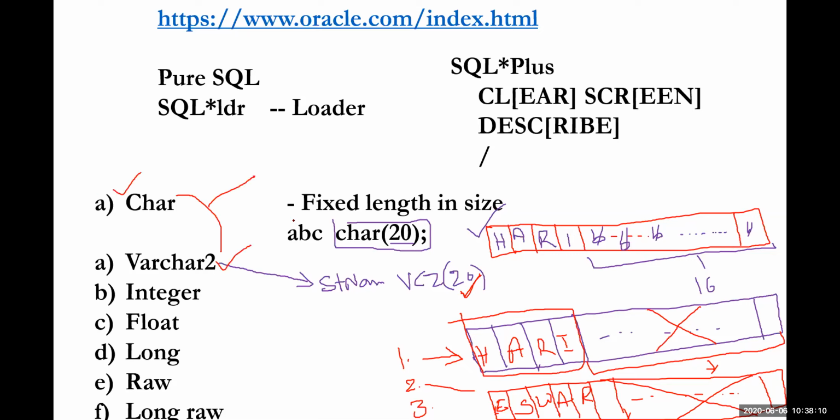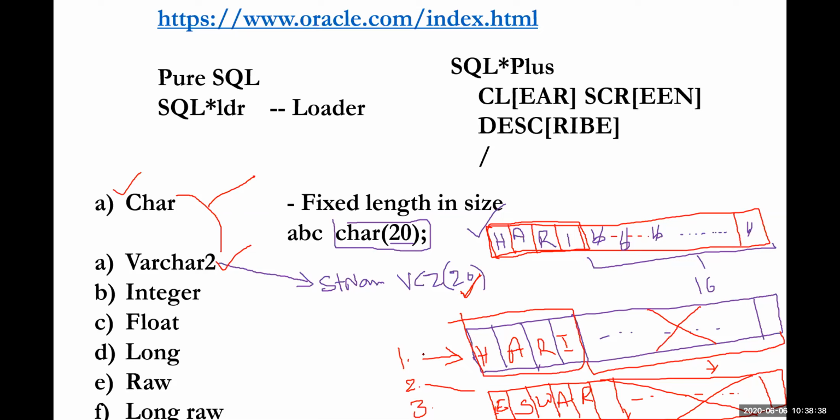Fixed size means, even if you are using only a certain amount of data, the remaining empty bytes will be filled with blank spaces. Whereas in varchar2, if you use a certain number of bytes for your data, the remaining bytes get eliminated. They will not be there with you. They will be eliminated.